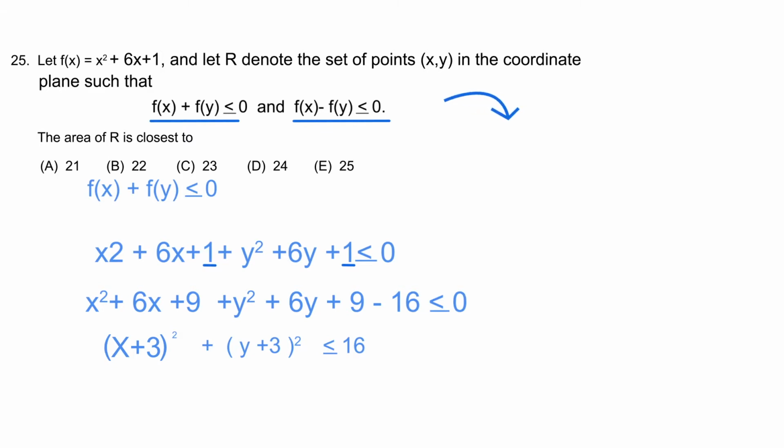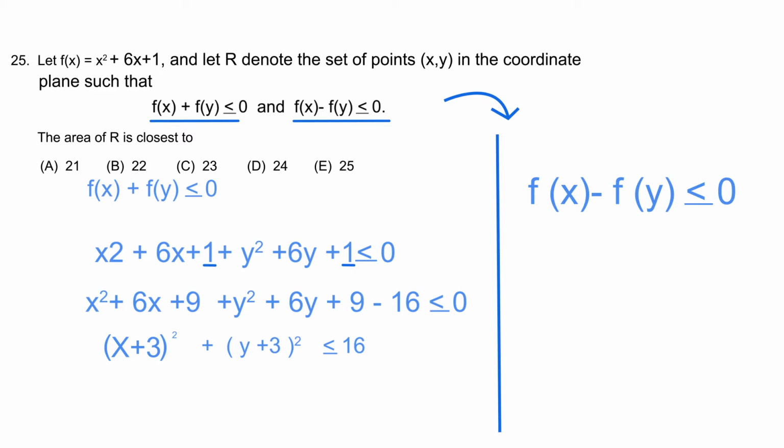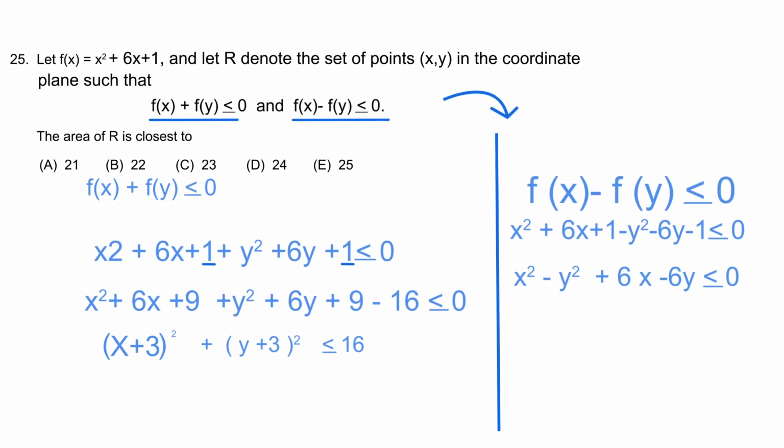Now let's deal with this guy right here. So we have f(x) minus f(y) is less than or equal to 0. So that means x squared plus 6x plus 1 minus y squared minus 6y minus 1 is less than or equal to 0. And let's see, this becomes x squared minus y squared plus 6x minus 6y, because the 1's cancel, is less than or equal to 0.